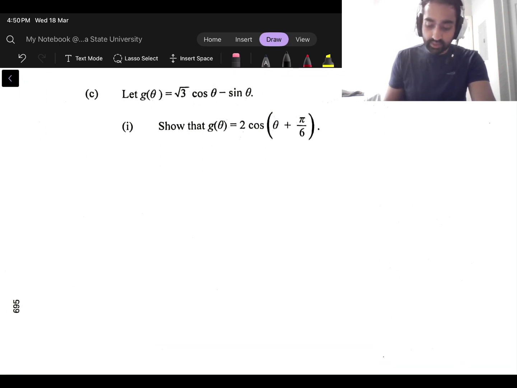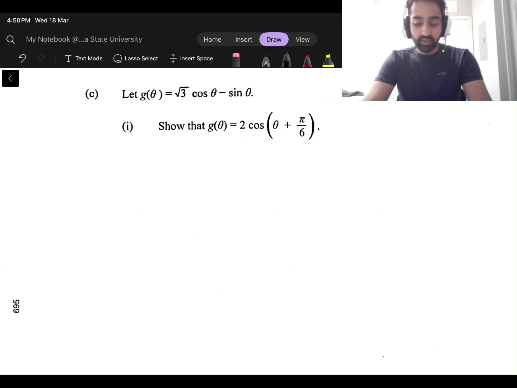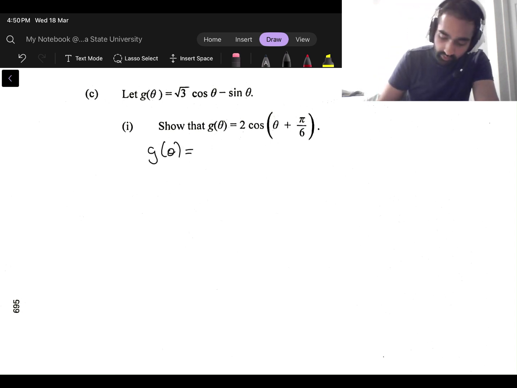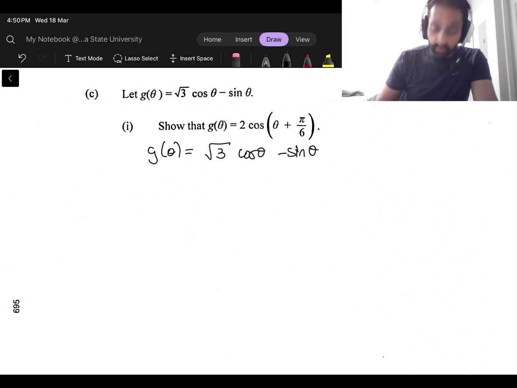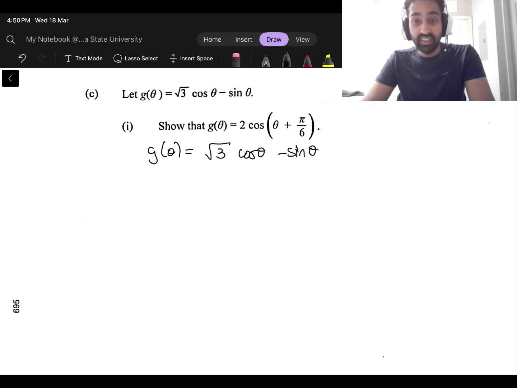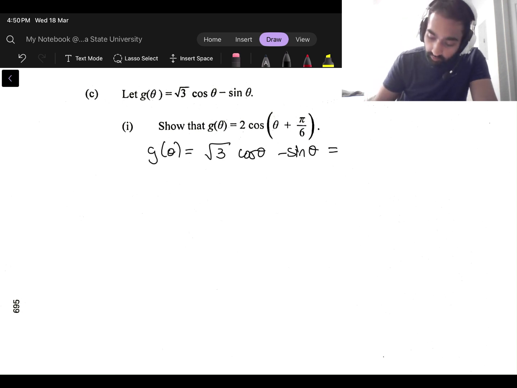Okay, part C. Let g equal square root 3 cosine theta minus sine theta, and show that g of theta is equal to 2 cosine theta plus pi over 6. So how you do this is you say, okay, g of theta is equal to square root 3 cosine theta minus sine theta. Now, one thing I want to really exploit is that they told us what the form of g should be. So you have to remember how to do this first.